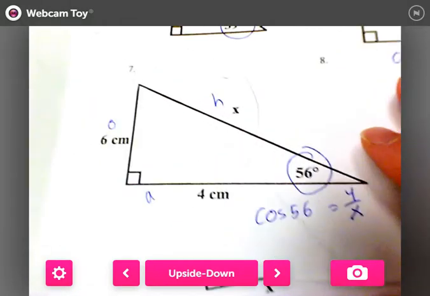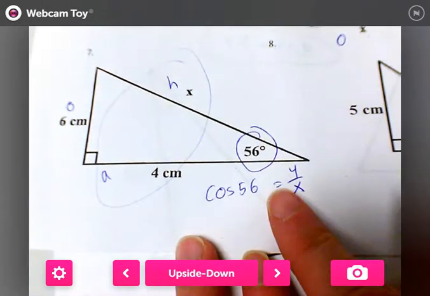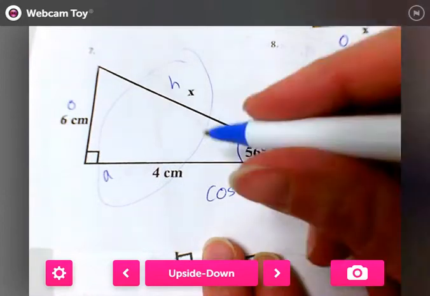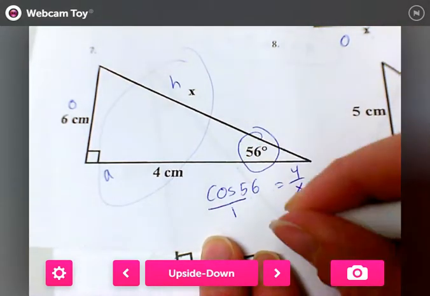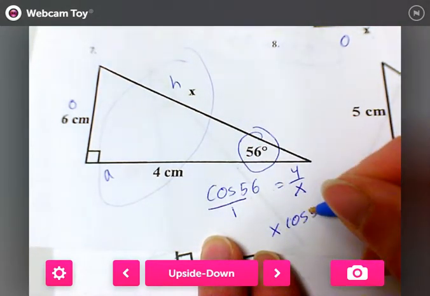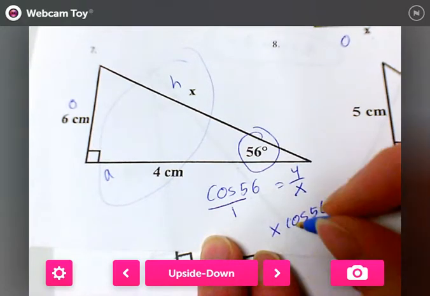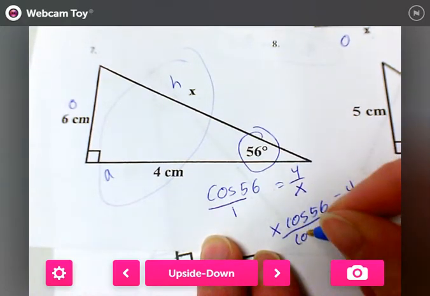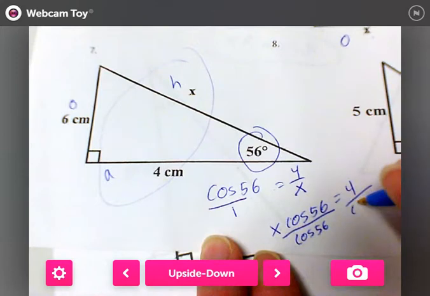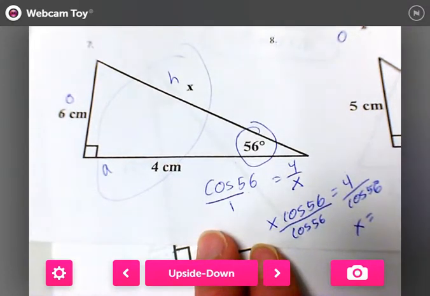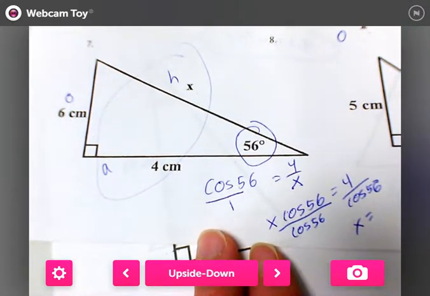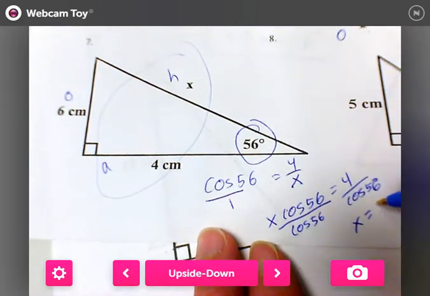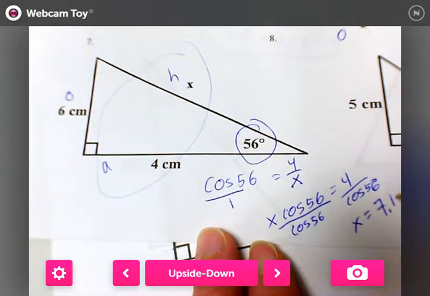Now the reason I did these is because if we have an x on the bottom, what do I do? Remember, it's just like cross multiplying. We get x cosine 56 equals 4. Then we're going to divide by cosine 56. Okay, that looks really weird. But when I put it in my calculator, it's the same thing. I'm going to go 4 divided by cosine 56. And we're going to do another one just like that to try to make it a little bit easier.